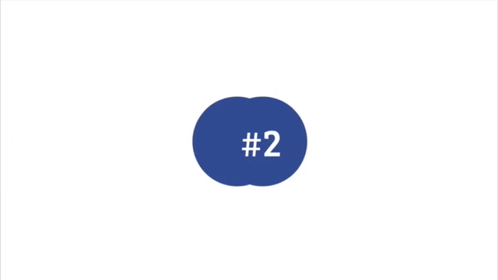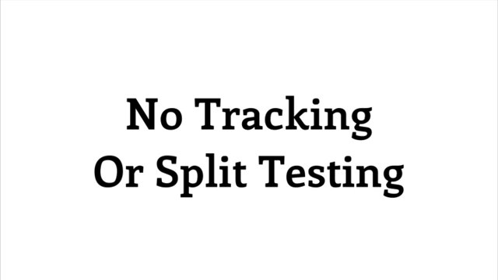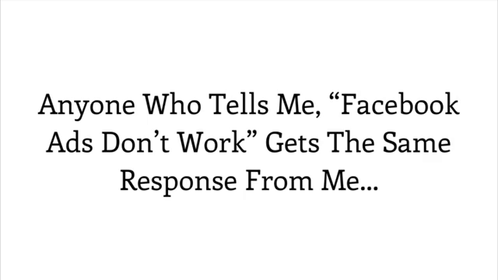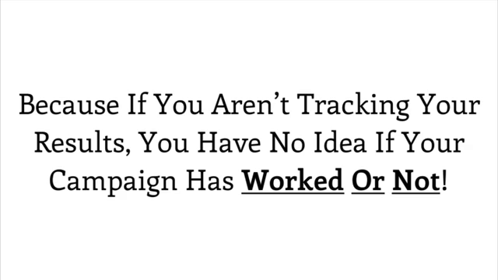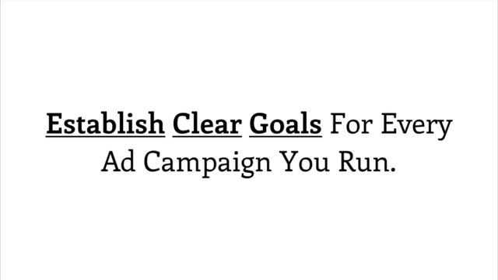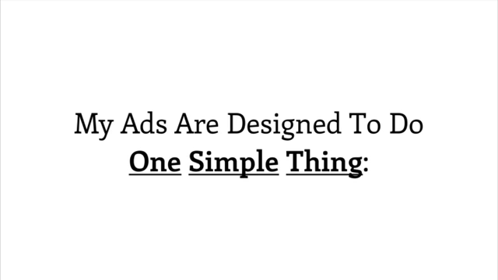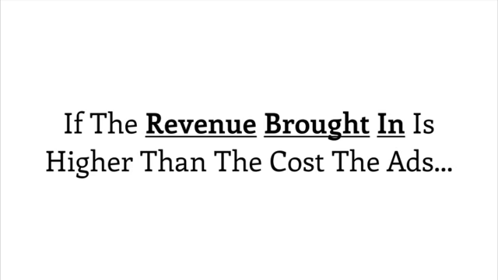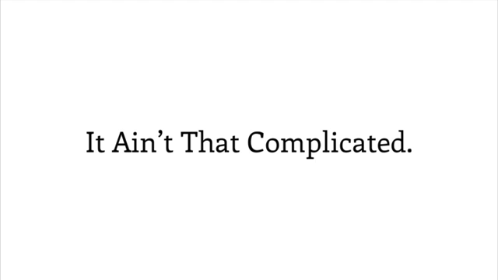Number 2, having no tracking or split testing in place. Anyone who tells me Facebook ads don't work gets the same response. How do you know? Because if you aren't tracking your results, you have no idea if your campaign has actually worked or not. What you need to do is establish clear goals for every ad campaign that you run. And my ads are all designed to do one simple thing: make me more money than I spend. You see, if the revenue brought in is higher than the cost of the ad, then I have a winning campaign. It's just not that complicated.